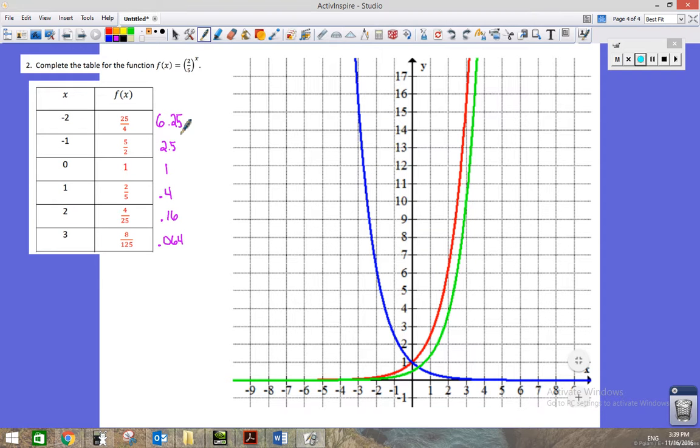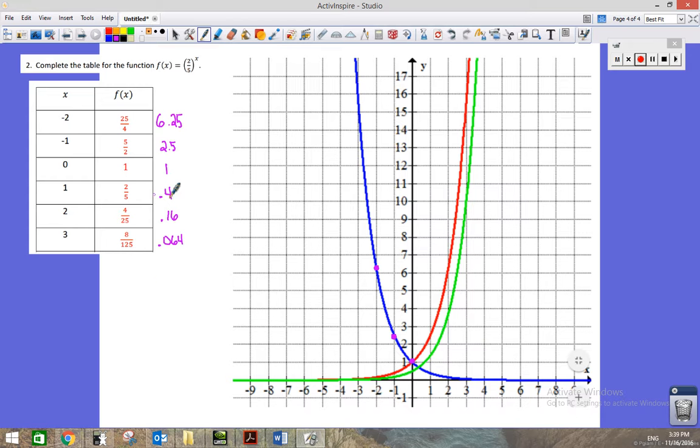So when it's -2, 6.25 looks to be about right there. So immediately I can tell that this problem number 2 is going to be the blue graph. At -1, 2.5. At 0, it has a y-intercept of 1.